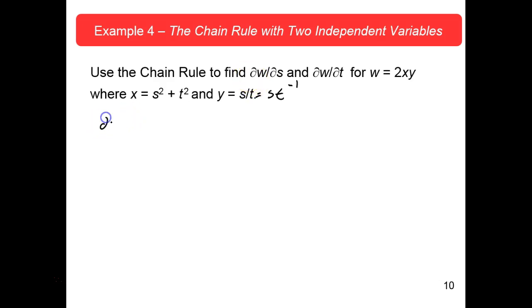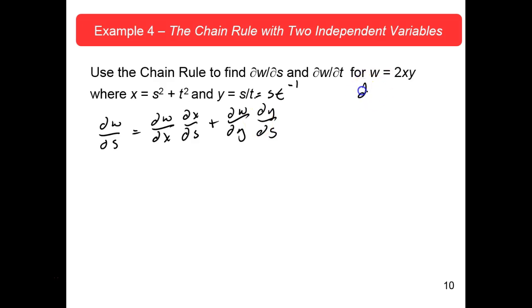Partial of w with respect to s is the partial of w with respect to x times the partial of x with respect to s plus the partial of w with respect to y times the partial of y with respect to s. Okay, so let's come up here and do the various pieces. Partial of w with respect to x is 2y. The partial of w with respect to y is 2x.